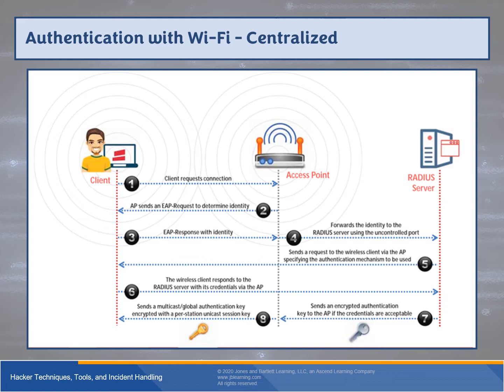We do a call and response to where the client requests a connection, the access point bounces back an EAP request to figure out who they are. They do an EAP response, and then that gets forwarded to the radius server. The radius server is then able to say, okay, based on this response, I'm going to go ahead and send a request to the client via the AP. I'm going to specify our connection mechanism. So instead of going through the AP and having the AP do any kind of decision making, it's going to use that as a conduit for direct connection.